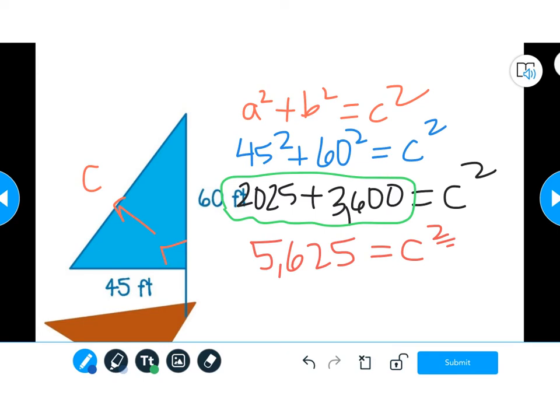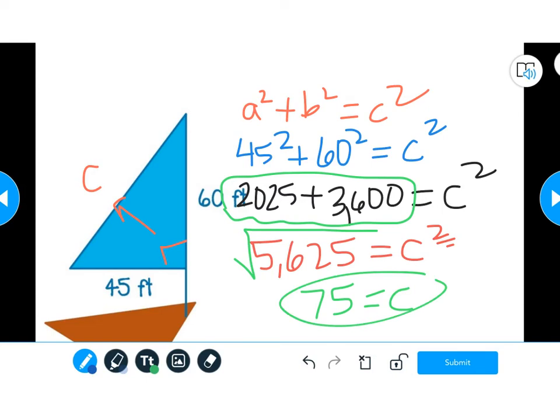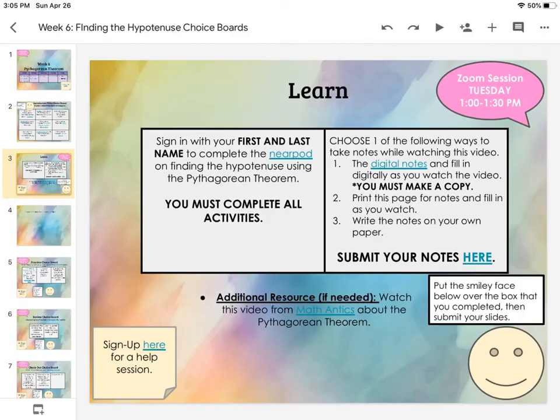And then that final step is to take the square root of that. So that equals 75 for just C. Okay, then check it out. Does that make sense? We have 45, 60, and the longest side is 75, so that does make sense. So the Nearpod's really good practice in finding the hypotenuse. Okay, next I'll show you what the digital notes look like, so then you can decide if you're going to do the Nearpod or the digital notes.